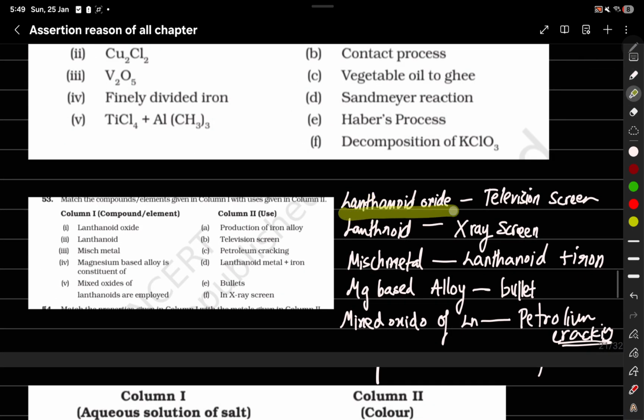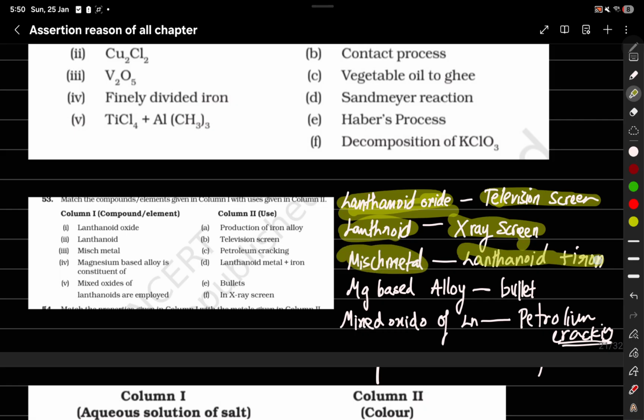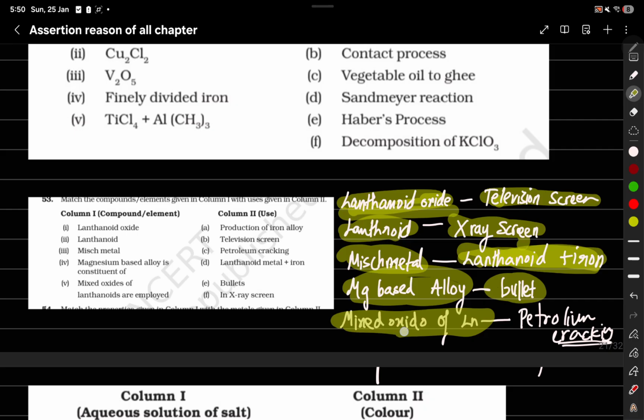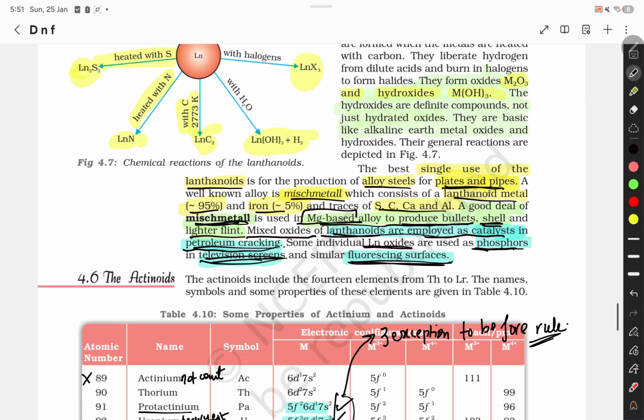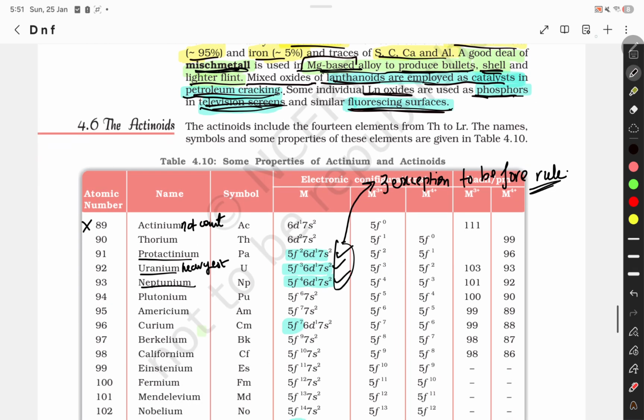So first, lanthanoid oxide is used for television screens, lanthanoid for X-ray screens, and mish metal is lanthanoid plus iron. Mg-based alloy is bullet. Mixed oxides of Ln are used for petroleum cracking. So yeah, all of these are very important.